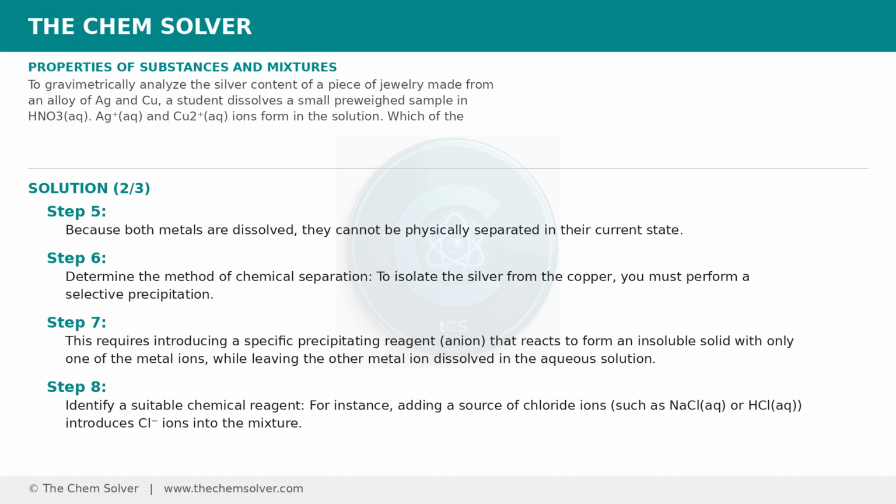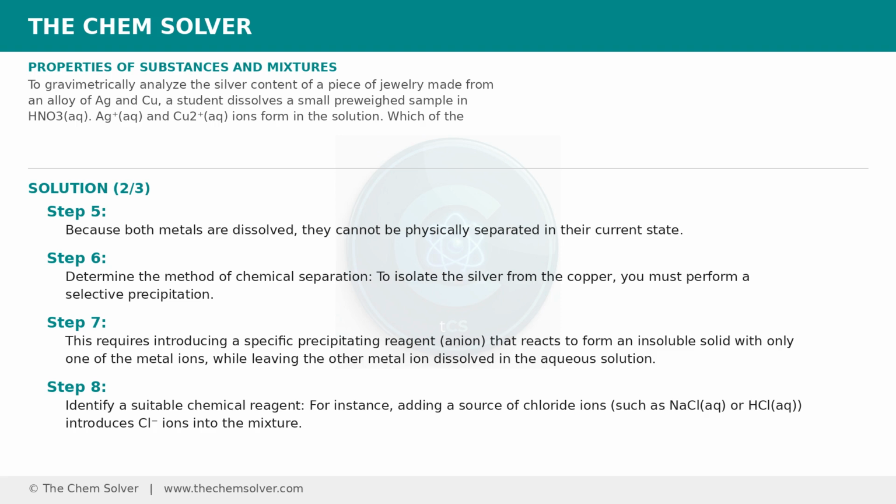Determine the method of chemical separation. To isolate the silver from the copper, you must perform a selective precipitation. This requires introducing a specific precipitating reagent, an ion, that reacts to form an insoluble solid with only one of the metal ions, while leaving the other metal ion dissolved in the aqueous solution.